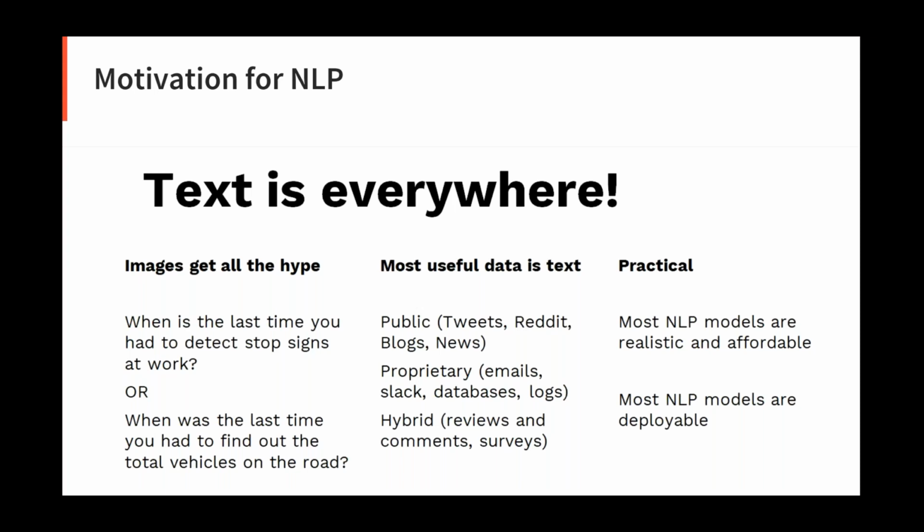You have public data in the form of tweets, news, blogs, Reddit. You have proprietary data from your own databases, logs, documents. And also you have things like survey data, which may be public, which may be private. Things like measuring net promoter index surveys and so on. You can do a lot of stuff like sentiment analysis, causal analysis, and so on. And obviously, NLP models are realistic and affordable. You don't have to spend a lot of money. A lot of the frameworks are open source, and you can deploy them easily using the right deployment frameworks, be it you want to deploy it using a container, be it you want to just deploy it as a standalone web service, and so on.